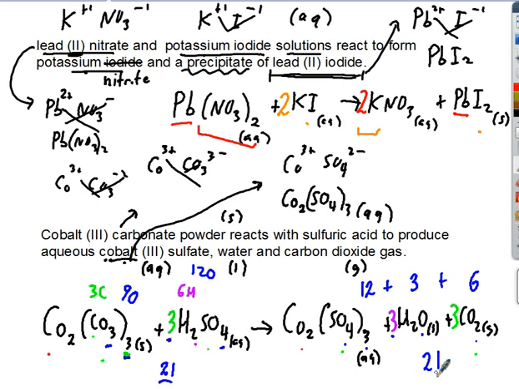So we can say now that 1 mole of solid cobalt-3 carbonate reacts with 3 moles of aqueous sulfuric acid to produce 1 mole of aqueous cobalt-3 sulfate plus 3 moles of liquid water plus 3 moles of gaseous carbon dioxide. And that hopefully will be enough to guide you through the last part of your assessment task, which I'm pretty sure is much easier than these examples.